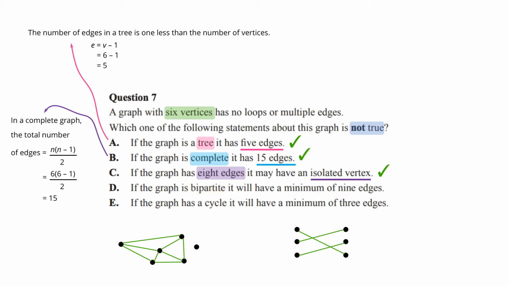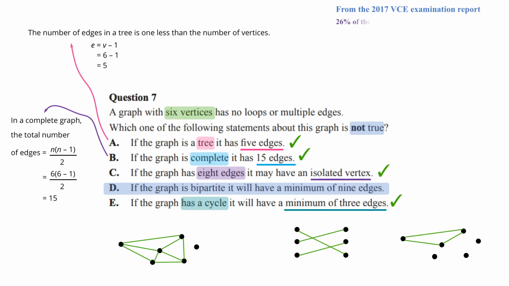Notice how this bipartite graph has 3 edges, so this option is not true, and this is the answer to the question. Let's check option E as well. If the graph has a cycle, it will have a minimum of 3 edges, and this is true. We can draw a cycle with a minimum of 3 edges.